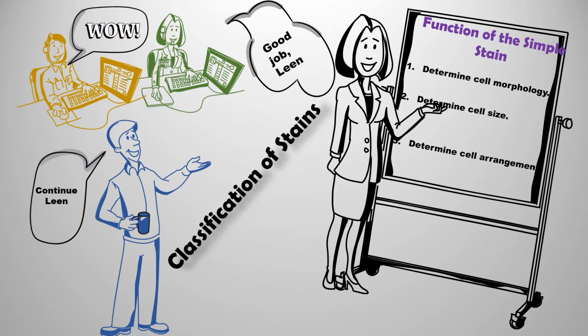Are the cells arranged singly, or in double cells, or tetrads, or in strips, or in a grape-like shape? So it tells us how the cells are arranged and how they are attached to each other. So those are the three main functions of a simple stain.